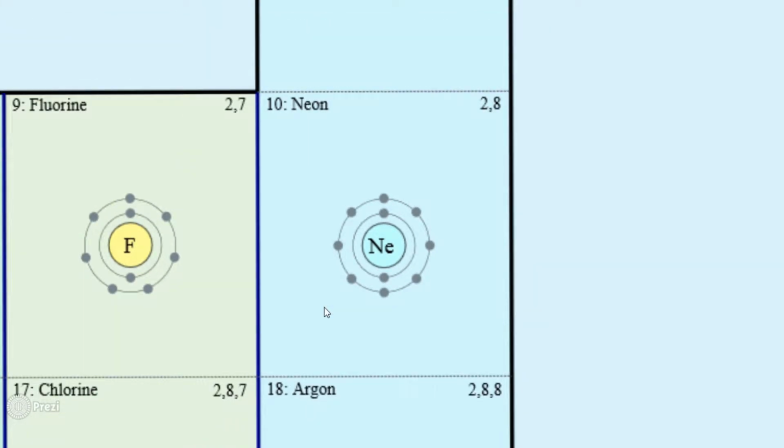If I just zoom out a bit and you look at fluorine, you can see fluorine's atomic number is 9. In the nucleus, we would find 9 protons. We would also find 9 electrons, and as you can see, the first shell has 2, which is the most it can have, and then the next shell has the remaining electrons. Here you can see 1, 2, 3, 4, 5, 6, 7.